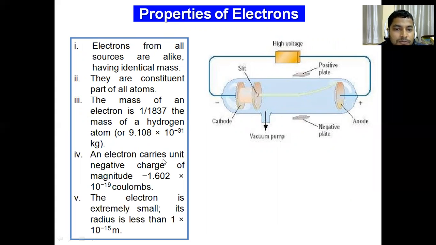An electron carries unit negative charge of magnitude minus 1.63 into 10 to the minus 19 coulomb. And the electron is extremely small. Its radius is near about 10 to the minus 15 meter.